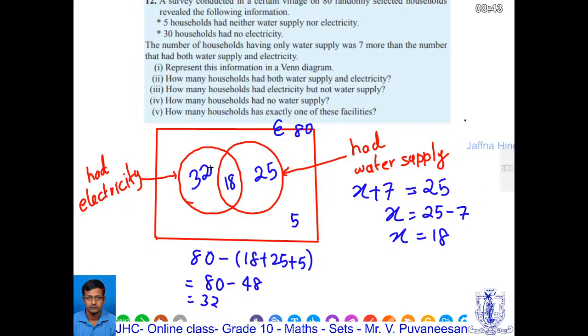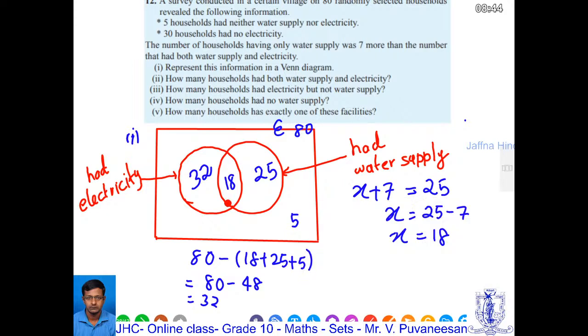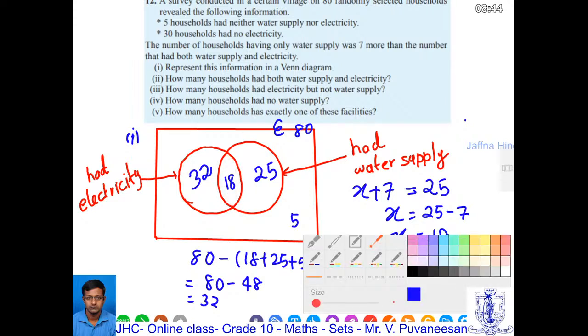The first question was to represent this information in a Venn diagram. Second one, how many households had both water supply and electricity? The region common to both electricity and water supply, the intersected region, is 18.